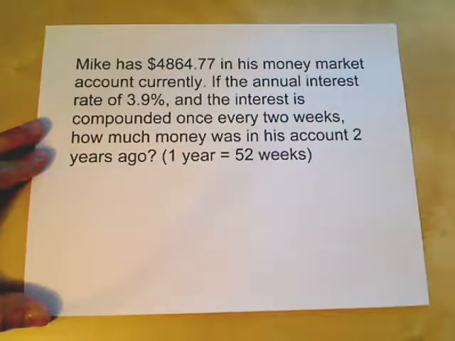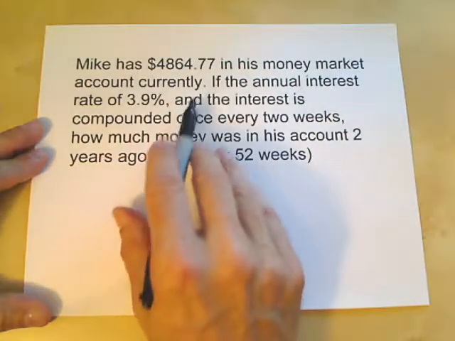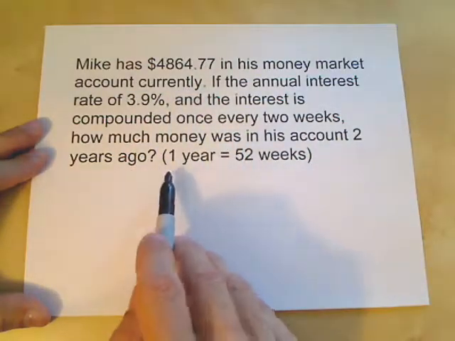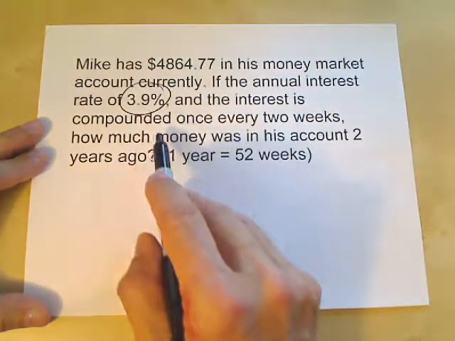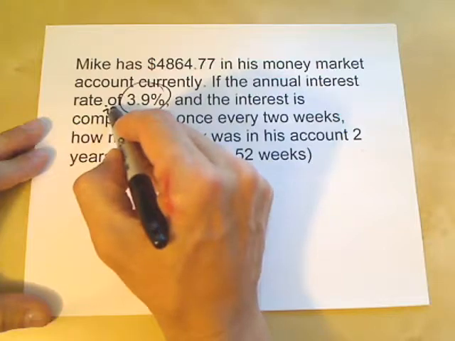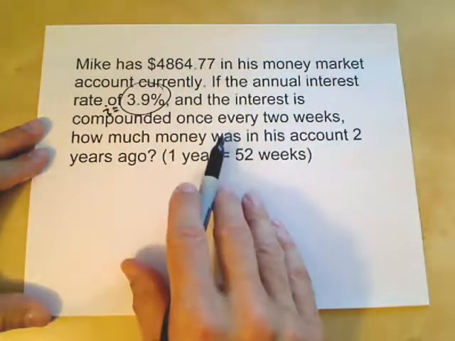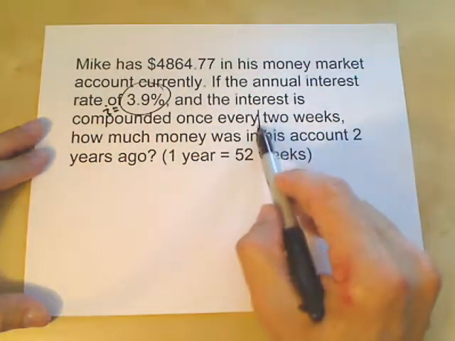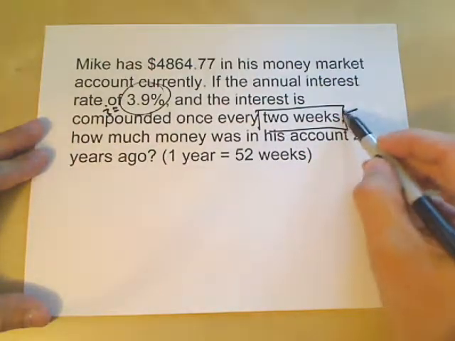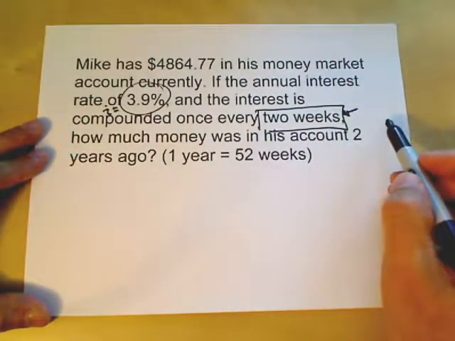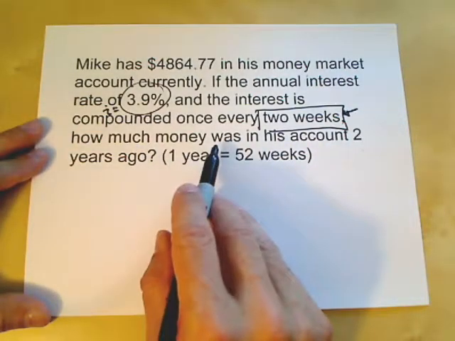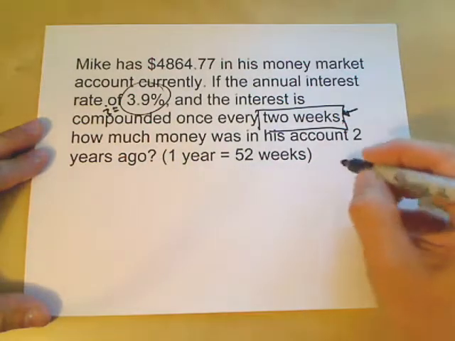Mike has $4,864.77 in his money market account right now, currently. The annual interest rate was 3.9%. That's I. The interest is compounded once every 2 weeks. That's going to be important to know. We've only done annual compounding up till now. How much money was in his account 2 years ago?